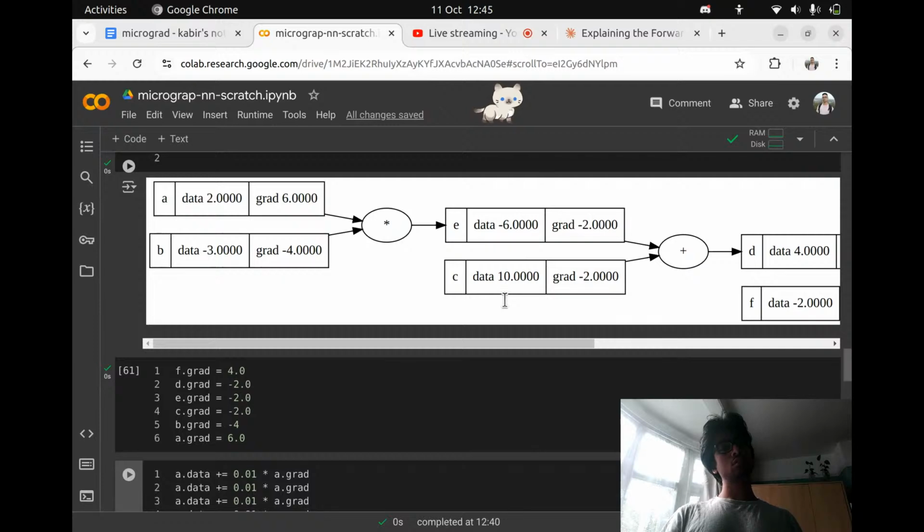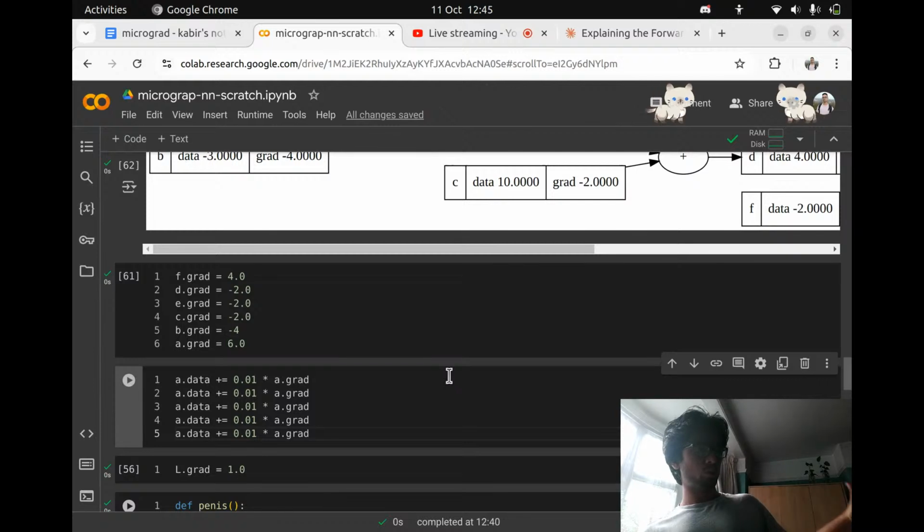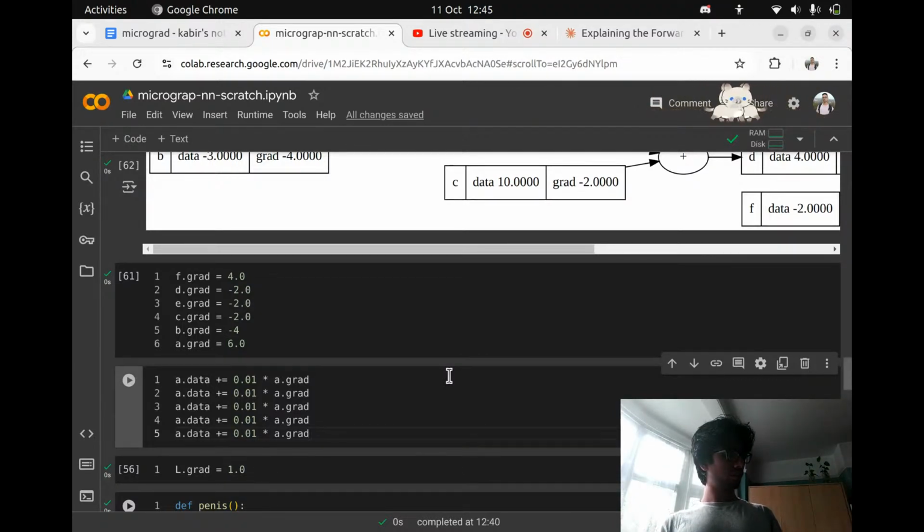And we have to rewrite the forward pass. So let me just do that here.